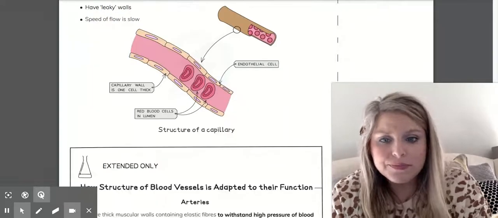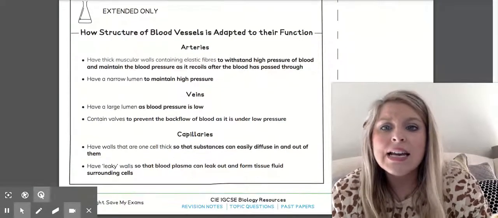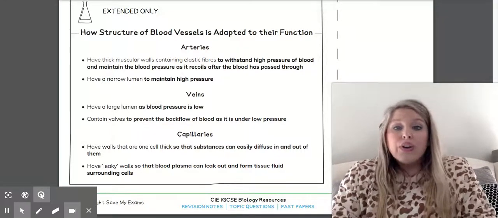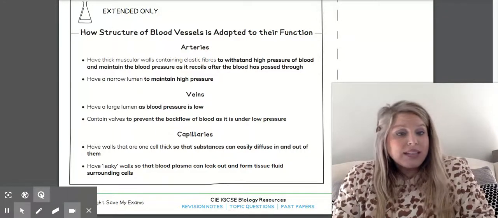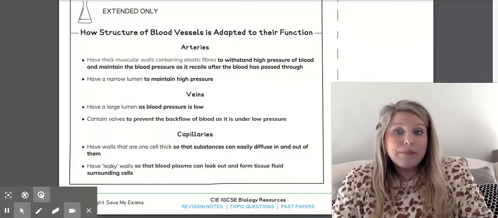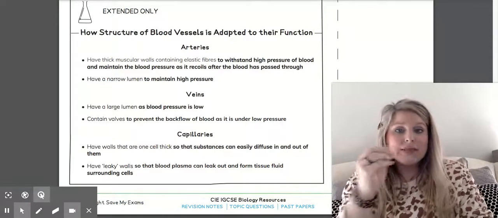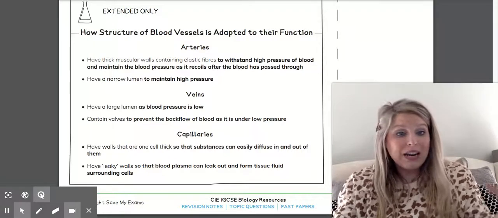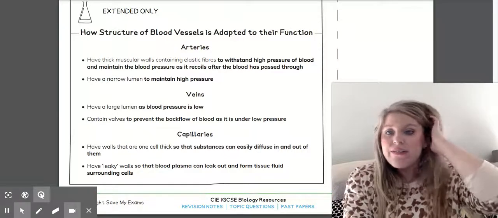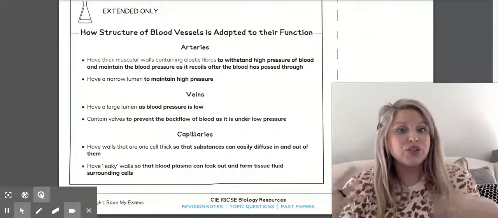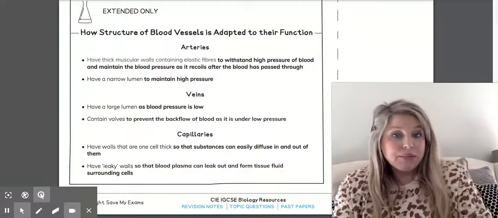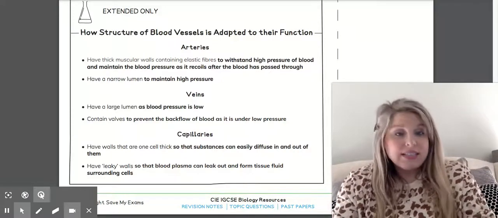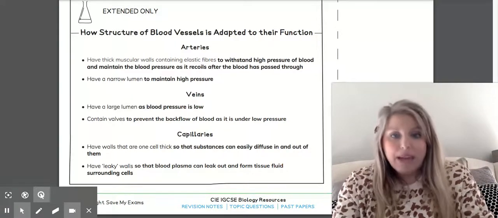And then when we look at the structure of blood vessels and how they're adapted for function, arteries have those thick muscular walls with the elastic fibers to withstand the high blood pressure as blood passes through them. And then a narrow lumen to help maintain that high blood pressure. Veins have very large lumens, or large openings, because that blood pressure is low, so things can move more easily through those, as well as they contain those valves to prevent backflow.